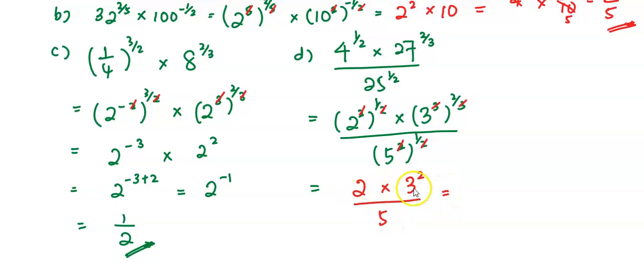And lastly, this is a very simple operation. You just multiply and divide by 5. This is going to be 9 multiplied by 2, that will be 18. Final answer, that will be 18 over 5.